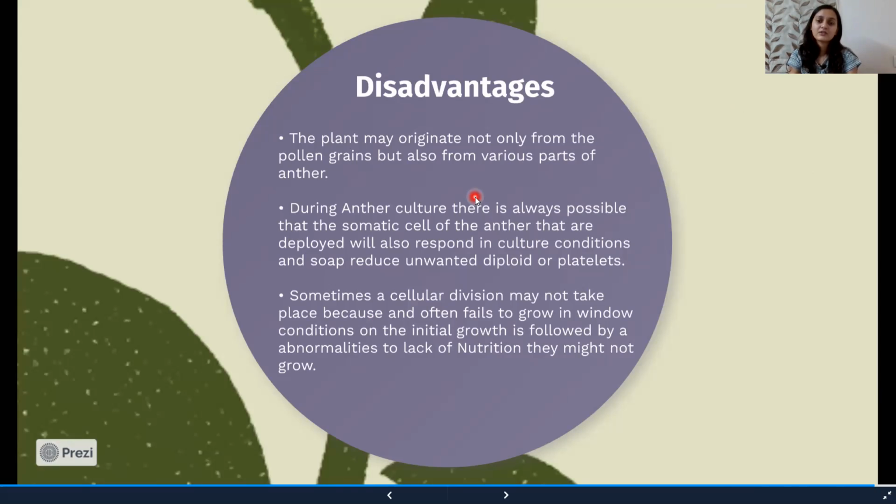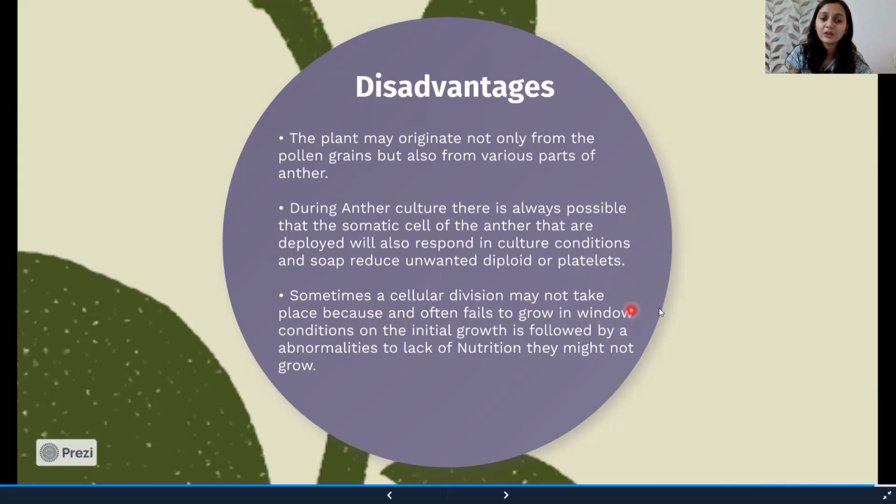During anther culture, it is always possible that the somatic cells of the anther will also respond to the culture conditions and produce unwanted diploid plantlets. So formation of unwanted plantlets can also be induced in anther or pollen culture.